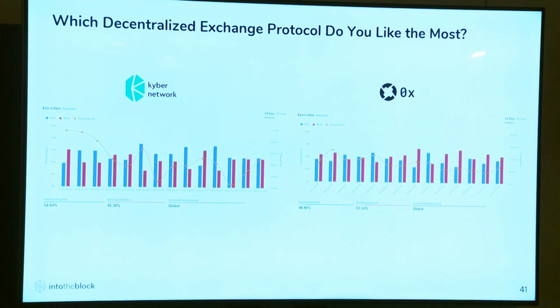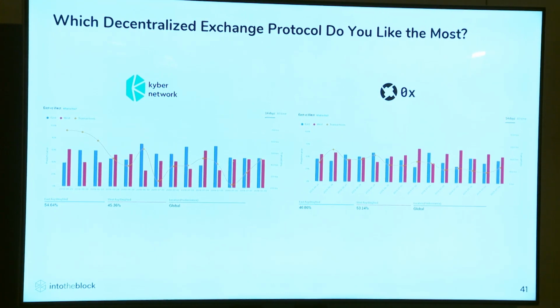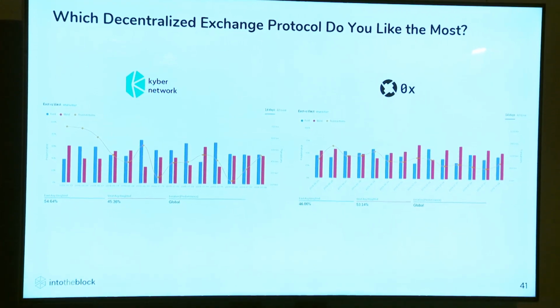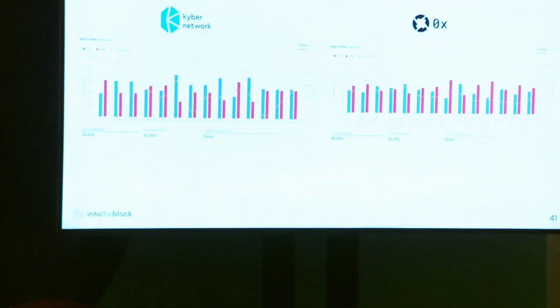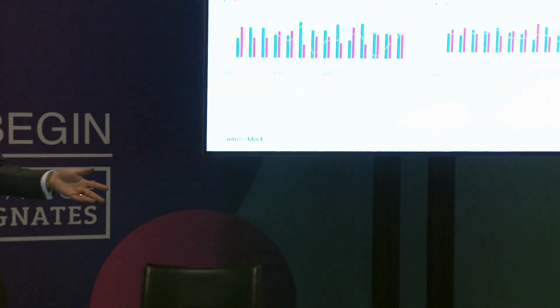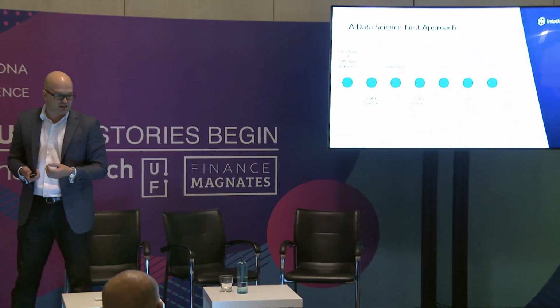That's Kyber Networks and 0x. So if you're investing in Kyber, you need to realize that a lot of the trading happens in Asian time zones. So you're overexposed if you're in New York, right? And the opposite, if you're in Shanghai and you're looking at 0x, you're also overexposed. So this is the type of analysis that data science gives you.